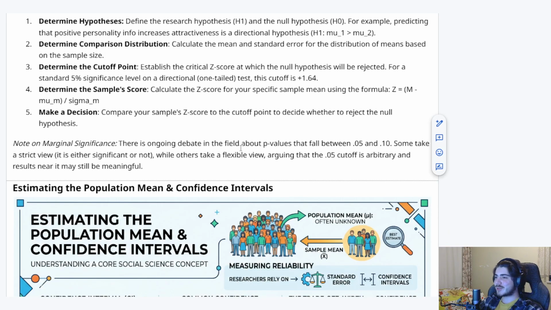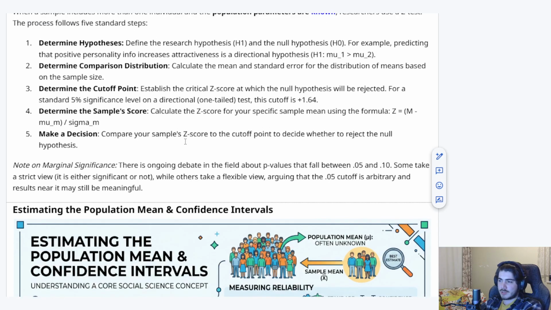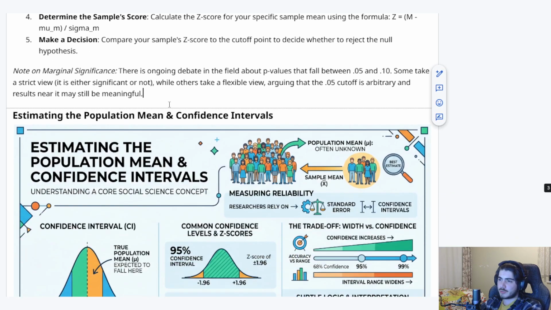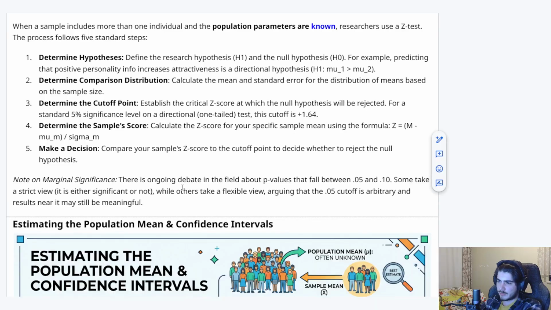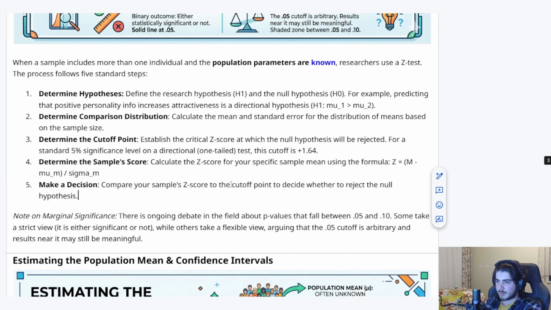There is ongoing debate in the field about p-values that fall between 0.05 and 0.10. Some say it's strict, some say it's not. Some are more flexible, saying that this cutoff is arbitrary. Some say it's meaningful. Some say no, you must. It's not. It's worthless. Your research is worthless if it doesn't fall into less than 5%.